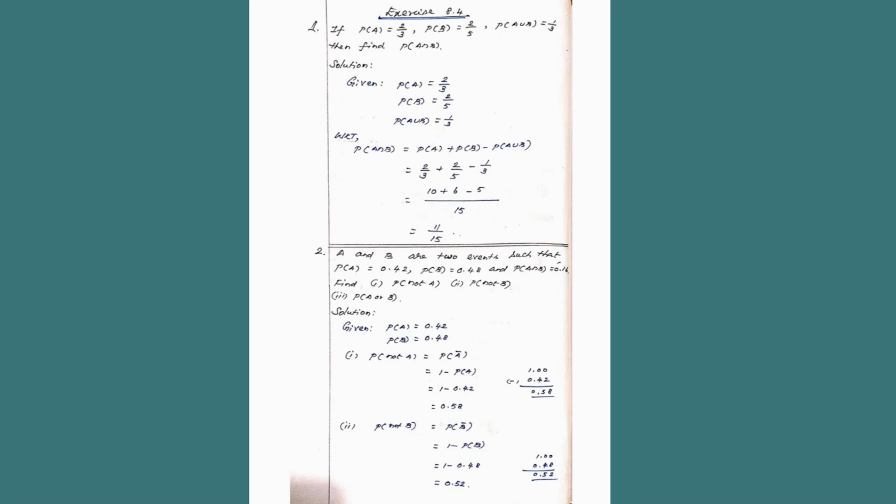Now you take the LCM for the denominators. So 15 is our LCM. Equalize the denominators to 15. So the first term, 2 into 5: you multiply and divide by 5. So 2 into 5, 10. The same thing, second denominator is 5, you multiply and divide by 3.